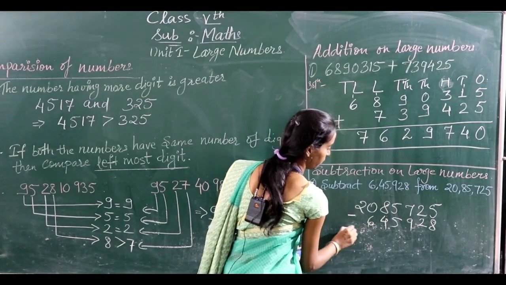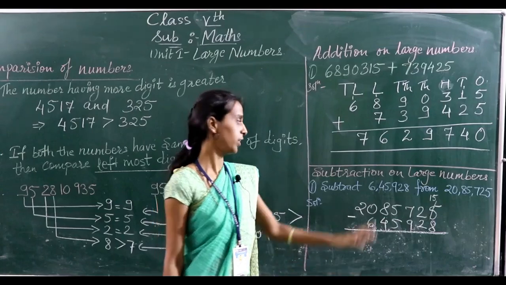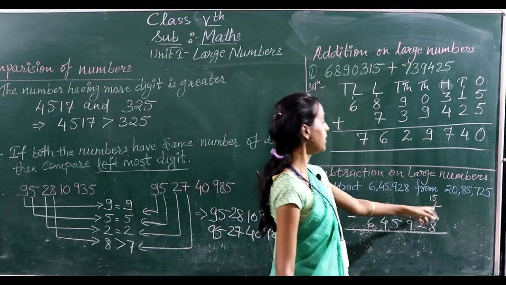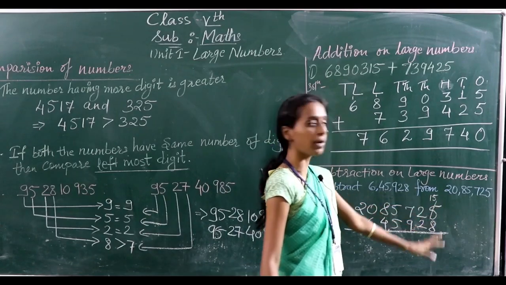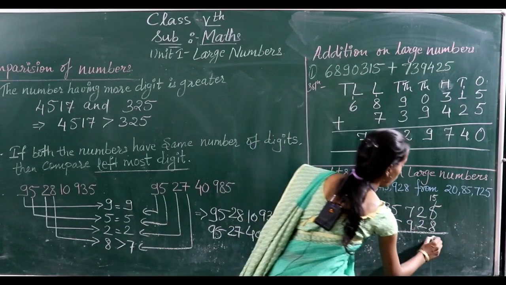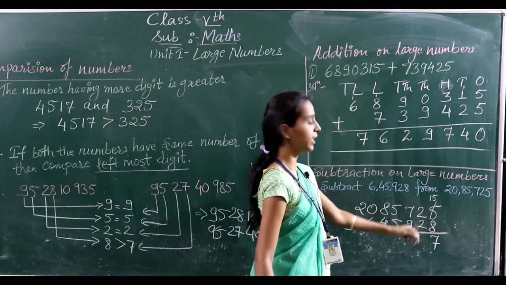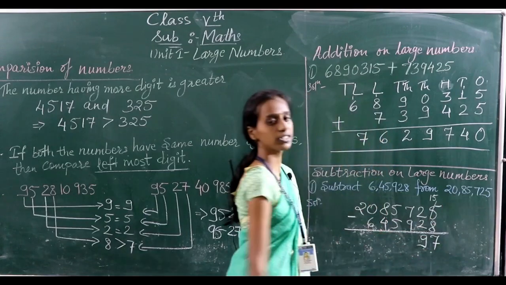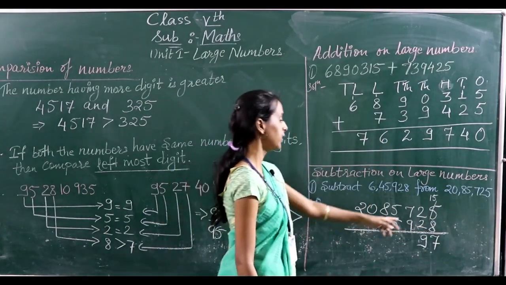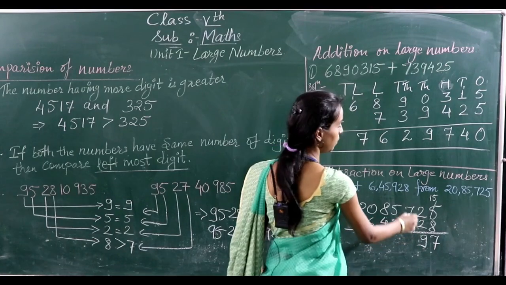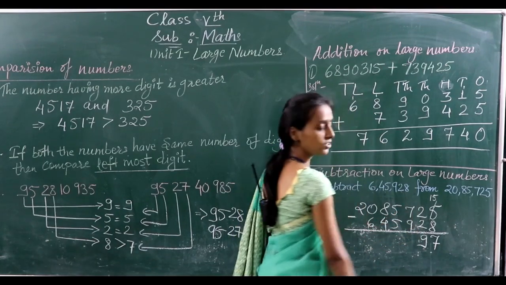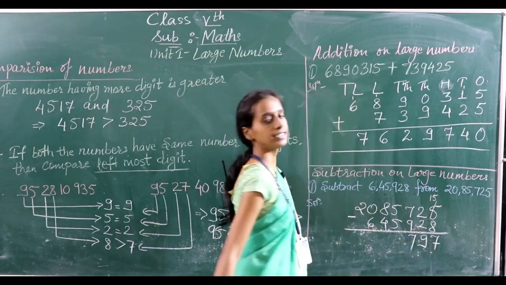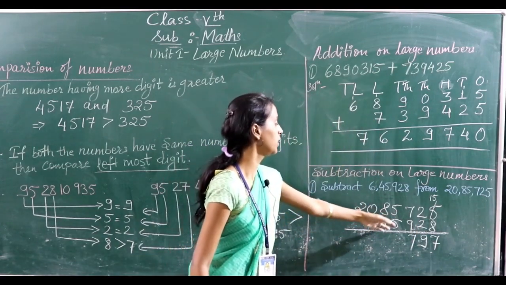Now do the subtraction. 5 minus 8 is not possible, so we will make it 15. Now we can do the subtraction, 15 minus 8 will be 7. Now this we get as 2 minus 2, here we get 0 after subtraction, and here 7 minus 9 is not possible, so again we take a borrow from the next digit and do the subtraction. So again we get 7 here.